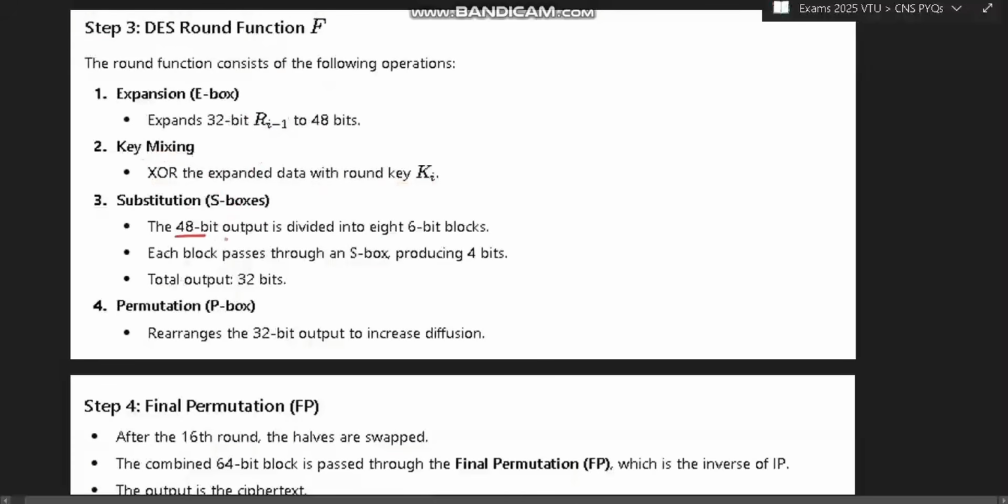The 48-bit output is divided into 8 6-bit blocks, because 8 times 6 is 48. So 8 blocks will be there, and each block is passed through an S-box, producing 4 bits. The total output would then be 32 bits. Okay, 48 to 32, it will be reduced.